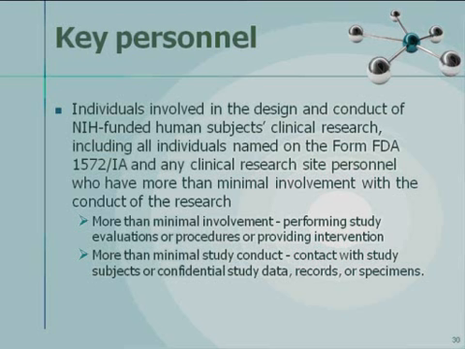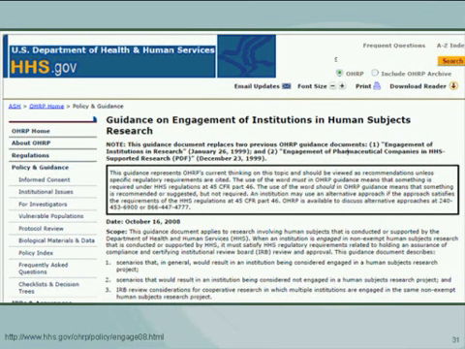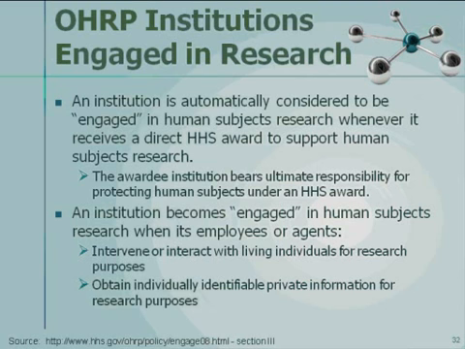So I put up the HHS.gov webpage where there's a guidance document that talks about the engagement of institutions in human subject research. And one of the interesting things about this is the OHRP guidances really talk about engagement of institutions, but not so much about engagement of individuals. And so we've had to take the principles of what makes an engaged institution and sort of bring that down to the individual level.